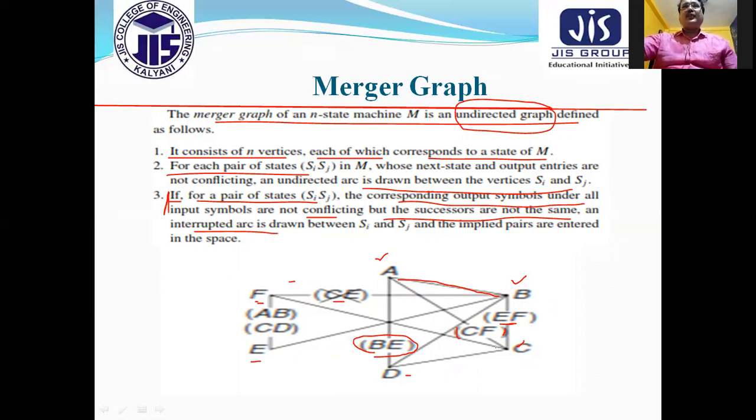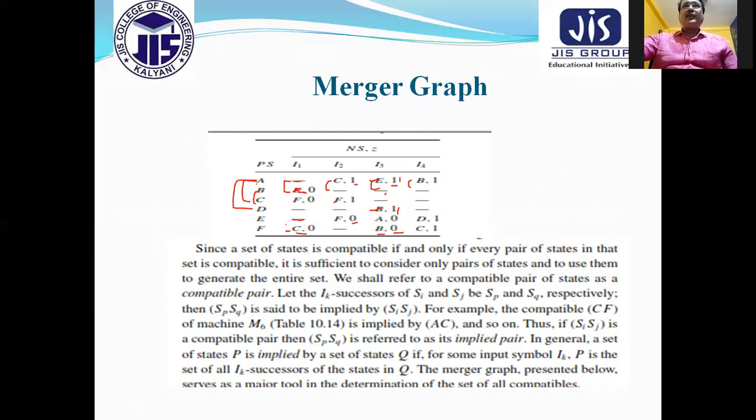Okay. So if you calculate between the C and F there, we can say an undirected broken edge we can draw. If you go for E and F, you can check here from this machine, E and F, we can get the two implied pair. This will not get any problem because dash and C0, F comma 0 and dash, no problem. Here I can get implied pair AB, implied pair CD because they are compatible. Both output is 0, 0 and 1. Okay. So you can get this one.